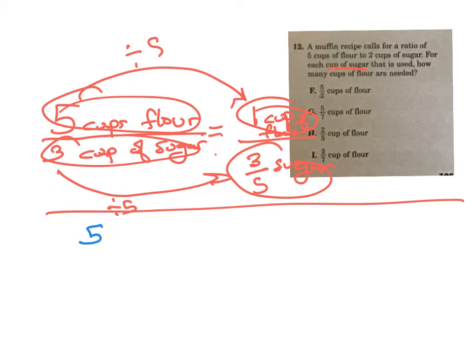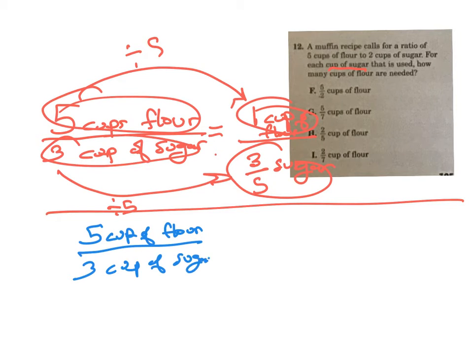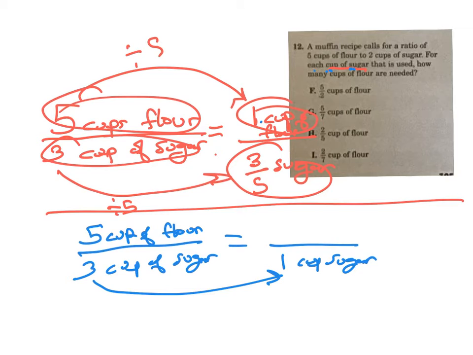So 5 cups of flour and 3 cups of sugar. Okay, so that was right. But now I said 1 cup of flour when it's saying for every cup of sugar. So 1 cup of sugar. So how do I get from here to here? I divide that by 3, and then I have to do the same thing here. Divide that by 3. And it becomes 5 divided by 3 cups of flour.